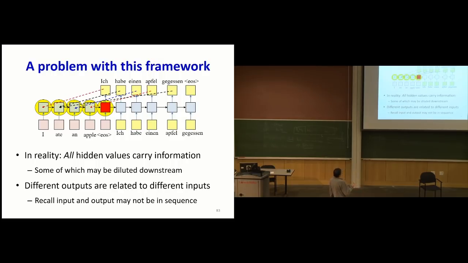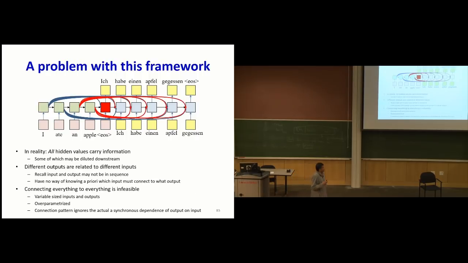So here, for example, ich relates to I, habe relates to ate, but then gegessen also relates to ate, because habe gegessen is ate. Einen relates to an, Apfel relates to apple. So you see that the exact word in the input that each word in the output relates to best can be anywhere in the input. And if you're going to compress, just look at this one guy, that information might have been diluted or even lost.